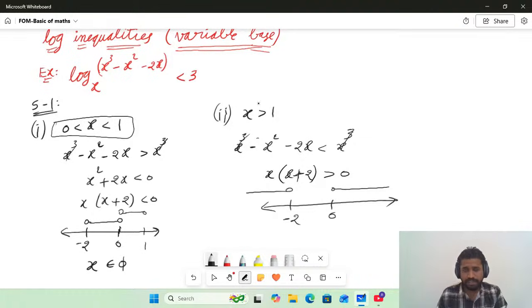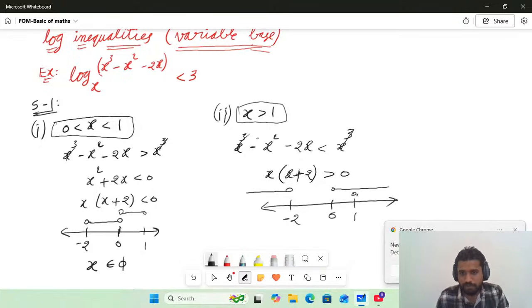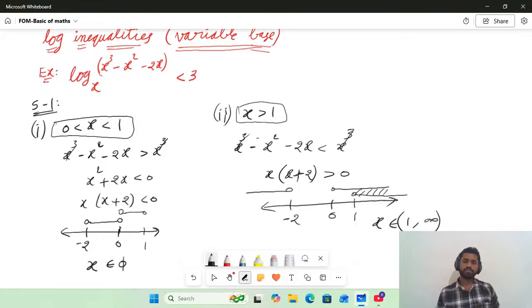But what is the case we are considering here? X should be greater than 1, and x also should satisfy from minus infinity to minus 2 as well as from 0 to infinity. So 0 to infinity and from 1 to infinity. What is the common part for these two intervals? The common part for these two intervals is x belongs to 1 to infinity.